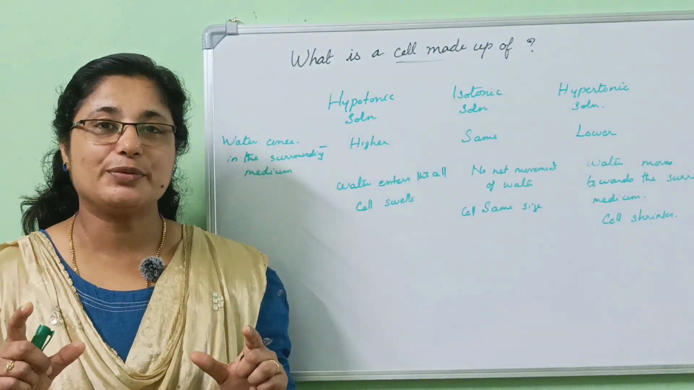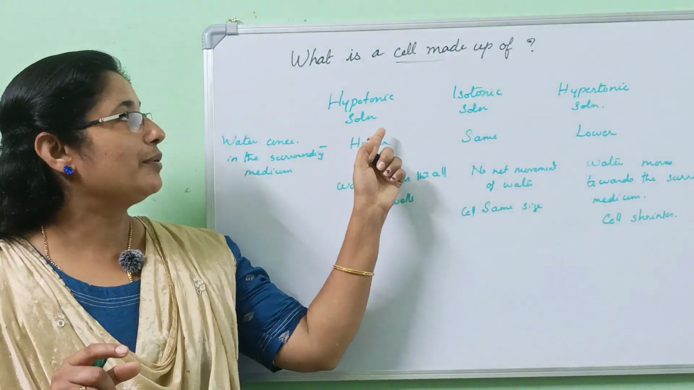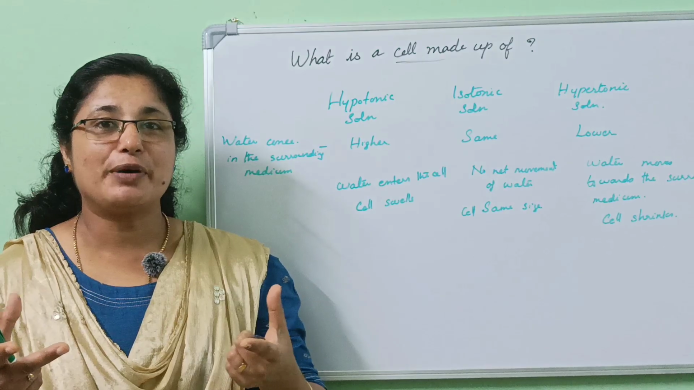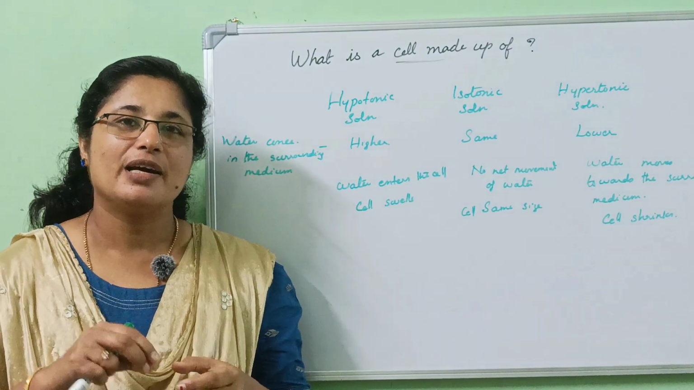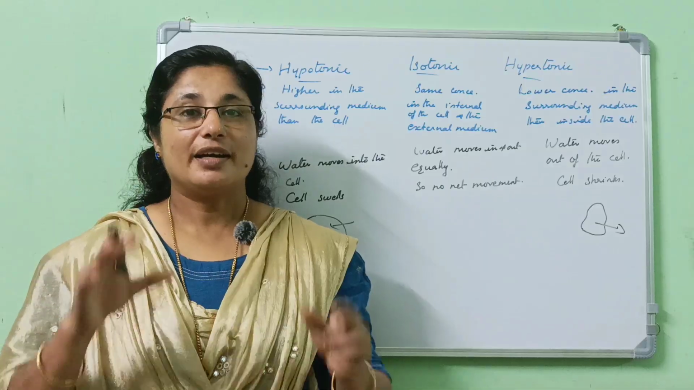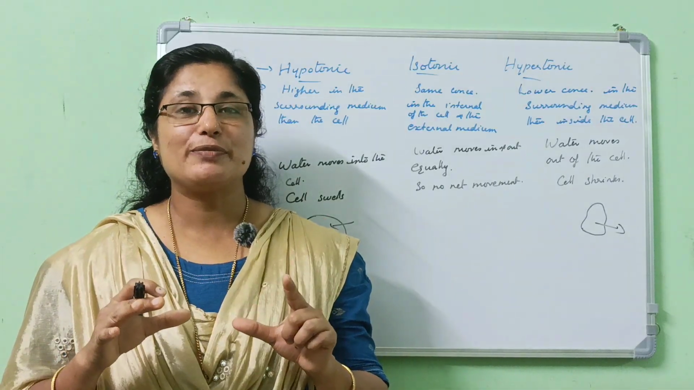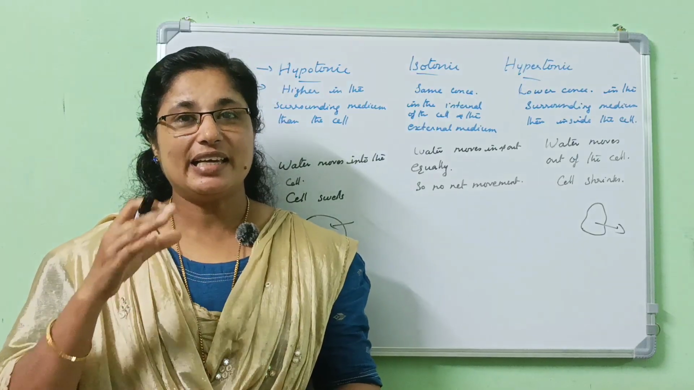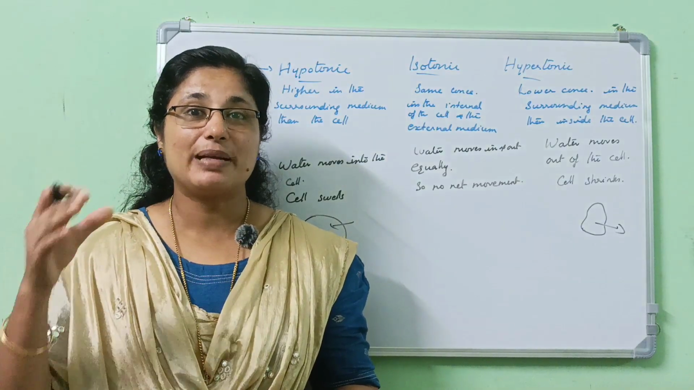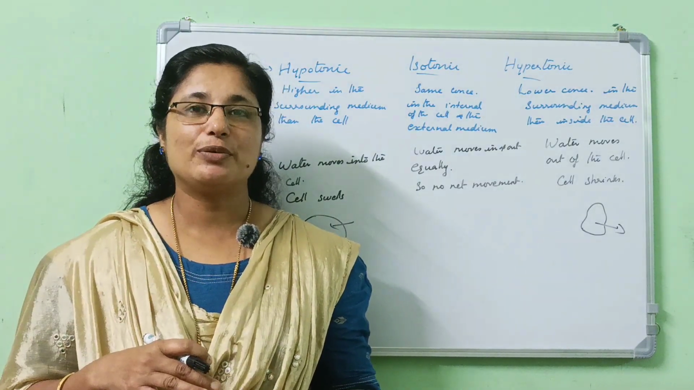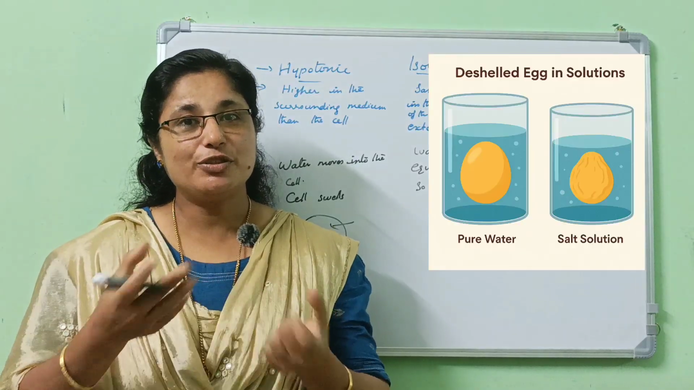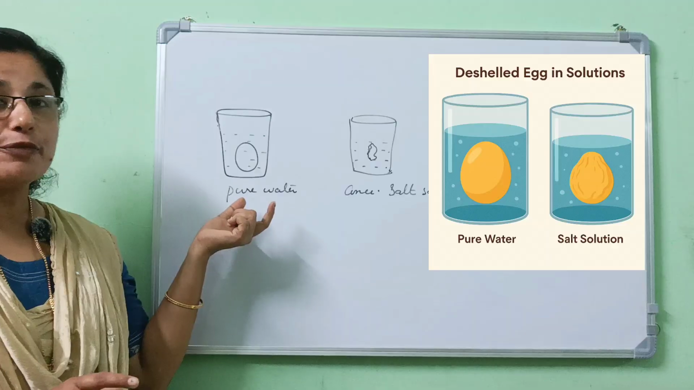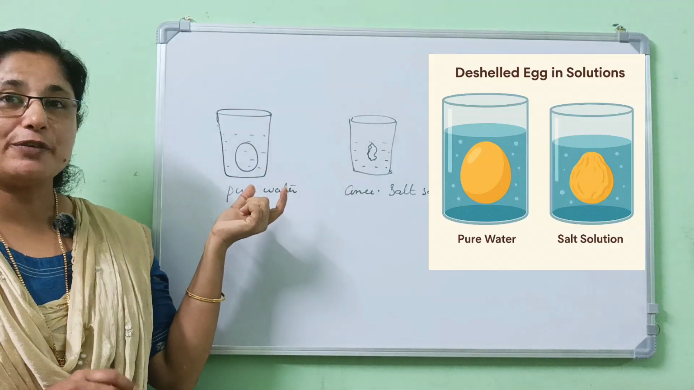So we classify solutions into hypotonic, isotonic, and hypertonic solutions based on what? Based on how water moves through the plasma membrane. Now let me describe an activity involving an egg that clearly demonstrates the process of osmosis. Take an egg and remove its shell by placing it in dilute hydrochloric acid. The shell dissolves, leaving a thin membrane. Now place this egg in pure water and observe after 5 minutes.